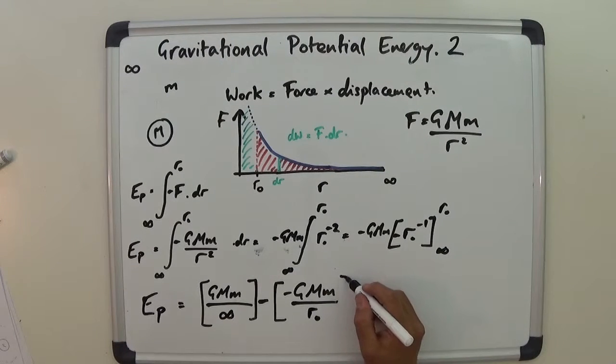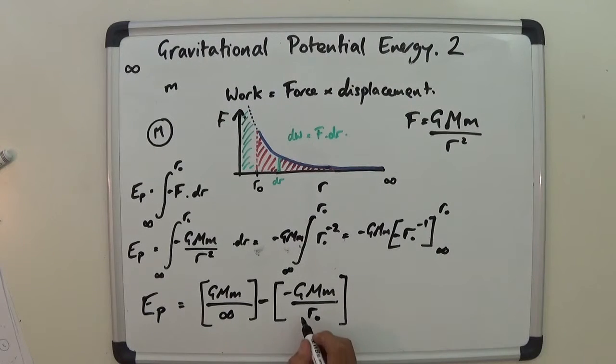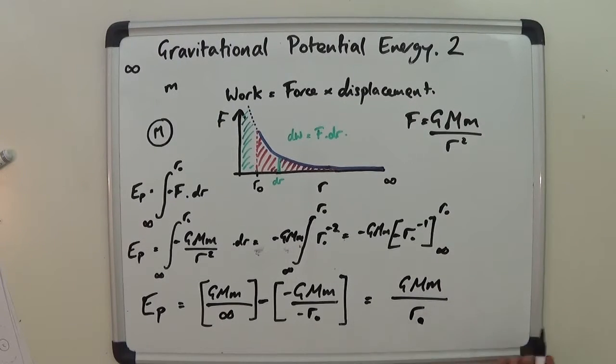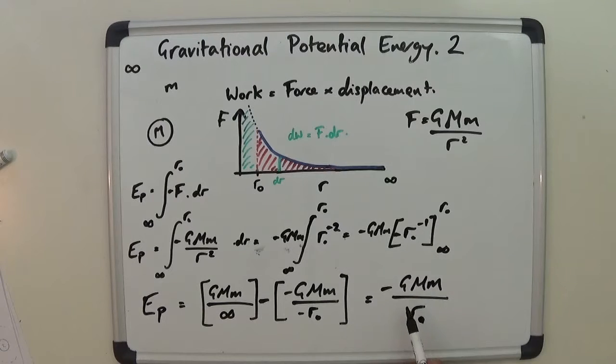Minus times minus, these become a plus, and it's minus these two, which are both minuses, so these two minuses cancel out. Because this lot divided by infinity is nothing, the potential energy at R0 is going to be equal to minus GMm over R0. And that is basically it. Oops, I didn't put the minus sign in. That is the potential energy equation.